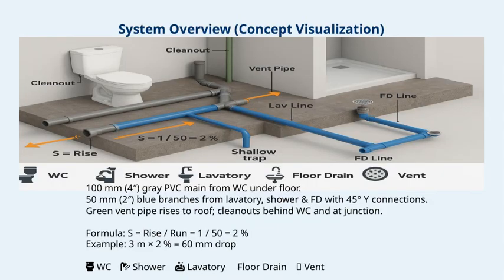In this presentation, we'll be exploring the system overview and concept visualization of a plumbing layout. We'll look at how the main pipe connects from the water closet, how branches are formed for lavatories, showers, and floor drains, and how vent pipes rise to the roof. We'll also go over some fundamental principles like the slope formula, which is essential for proper drainage. So let's dive into the details and see how these components work together to create an efficient plumbing system.